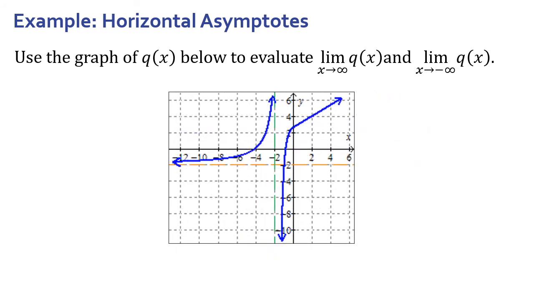All right, let's do the same thing over here. The limit as x approaches infinity of q of x. As x is approaching infinity, that's just going to continue going up and up and up, so the function's just going to end up approaching infinity. If I look at it from the other side, though, as x is approaching negative infinity, you can see this is getting closer and closer to y equals negative 2. So there is a horizontal asymptote at y equals negative 2.